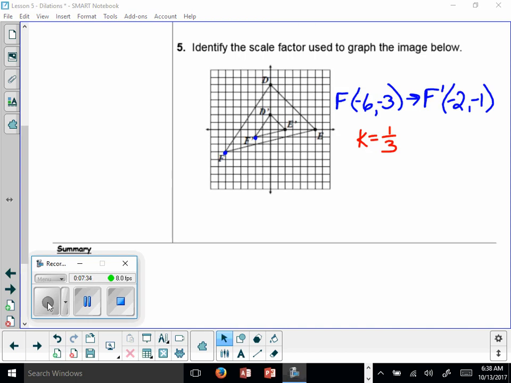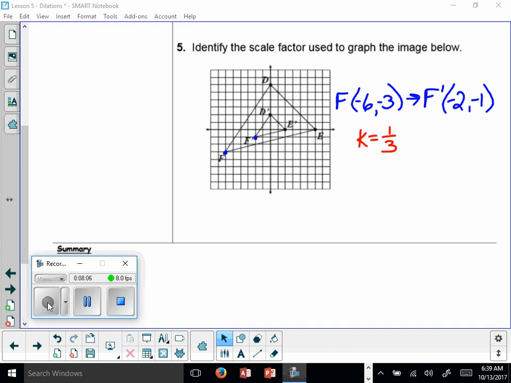All right, I picked point F. You could have chosen any point on this diagram. Going from F to F prime, I clearly have a reduction. My pre-image is much larger than my image. So I was looking for what fraction do I multiply by. So -6 to -2, I'm dividing by 3. Dividing by 3 is the same as multiplying by 1/3.